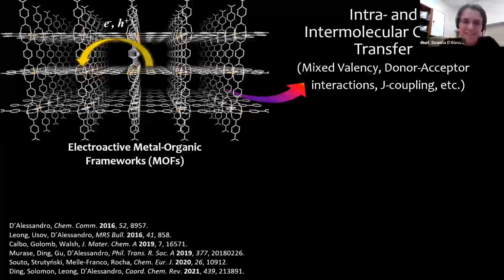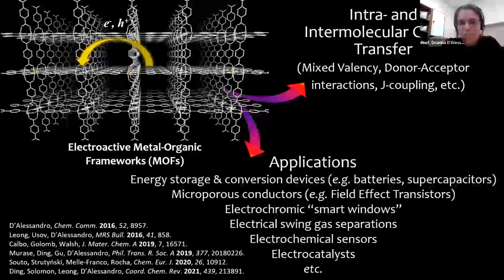So let me first start by giving you a bit of a broad overview of what I'm most passionate about in the field of metal organic frameworks. We are really interested in how electron and charge migration happens within these three-dimensional assemblies. And really, I think of the metal organic framework scaffold a little bit like a playground for the coordination chemist. My talk today is really going to focus on quite fundamental properties of metal organic frameworks. But as you might understand, understanding these fundamental charge transfer interactions really does underpin a whole range of potential applications, everywhere from energy storage and conversion through to using these materials for electrical swing gas separations to electrochemical sensing and electrocatalysis. The list goes on.